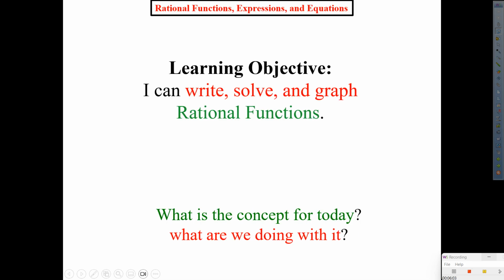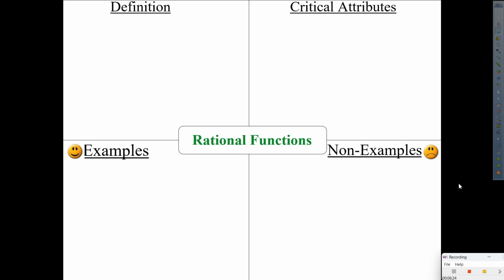Cornell note, here we go. I can write solving graph rational functions. By now, you should have remembered what rational functions are. So, remind your neighbor, what are rational functions?